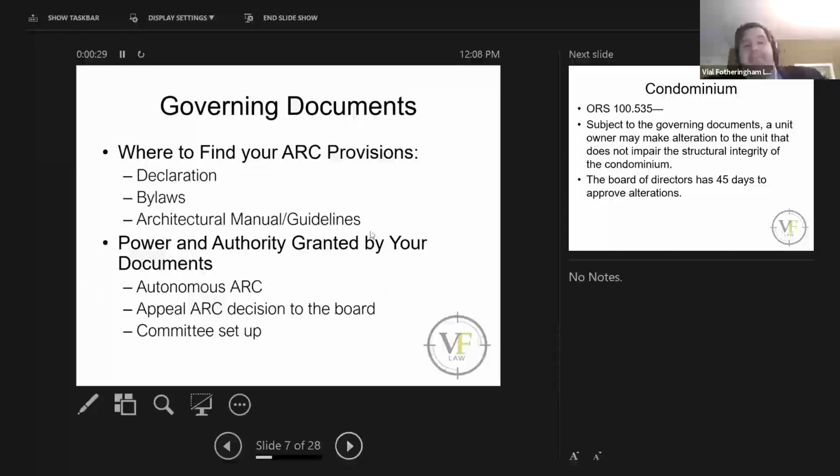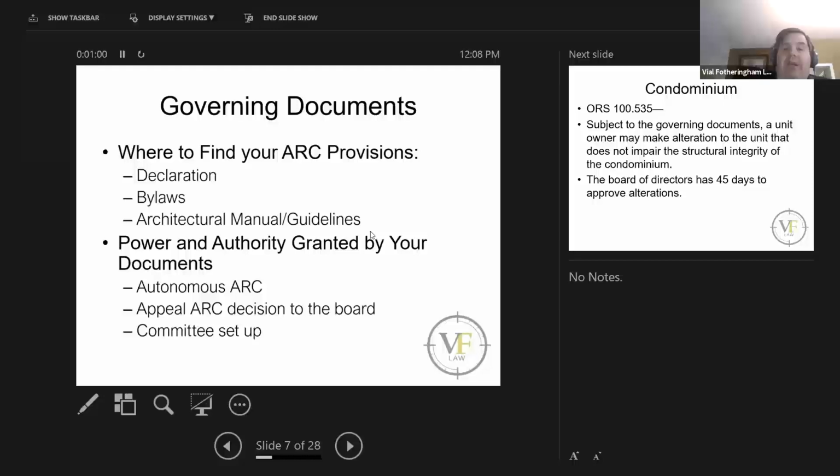Okay, so where do we find them? Deck, bylaws, architectural manual, guidelines, and then the power and authority is granted by your documents. Now, this is important because, and this is a lesson I learned very early in my legal career as a young new baby attorney, the documents control how an architectural review committee is set up and where the authority lies.